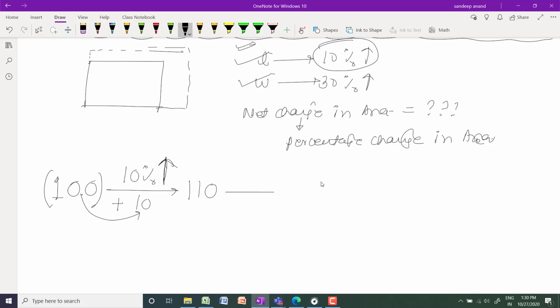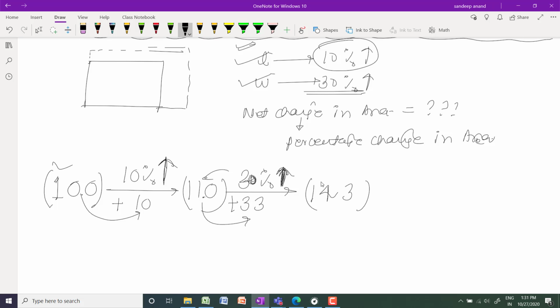The value becomes 110. Now you need to increase the width by 30%. So what is 30% of 110? If you shift the decimal over here, it will give you 10%, which is 11, multiplied by 3. So 33. This you need to add because your width increases by 30%. So now 110 plus 33, if you add both, what will you get? Yes, 143. So initially the area was 100, now it becomes 143. So what is the net percentage change in area?